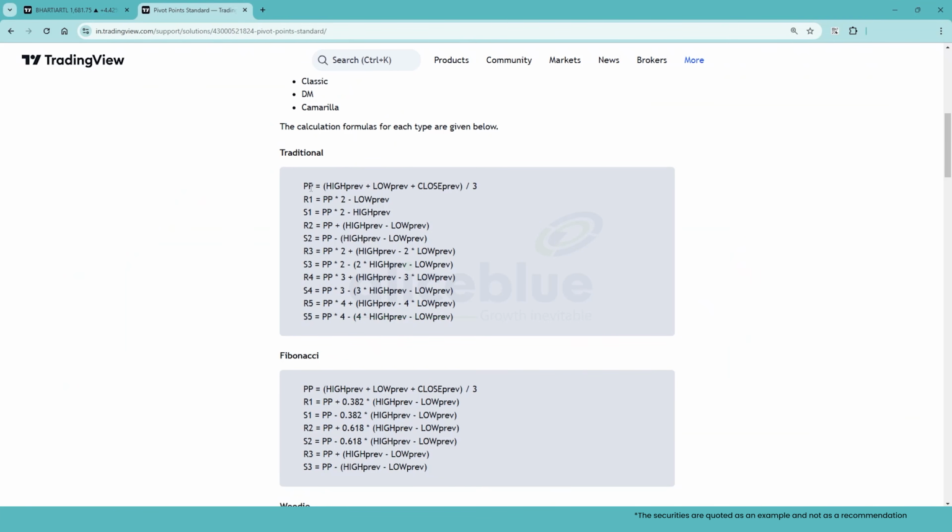This is the formula for the traditional pivot point. If you're calculating the pivot point for intraday, then we take the sum of the previous day's high, low, and close, and then divide it by 3. A pivot point is the average or the mean reversion of these three values. Resistance 1, resistance 2, and support can be located in this chart over here.